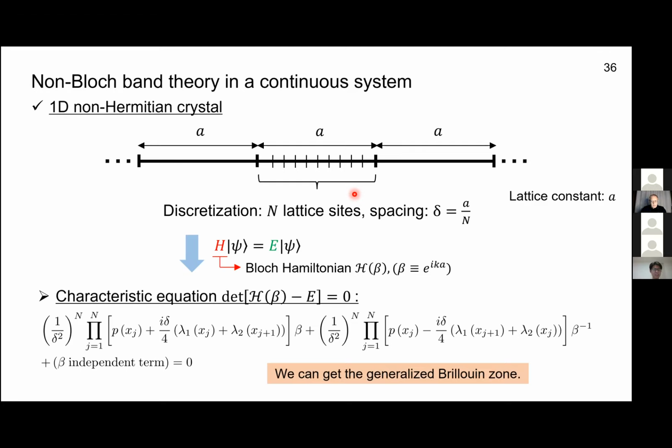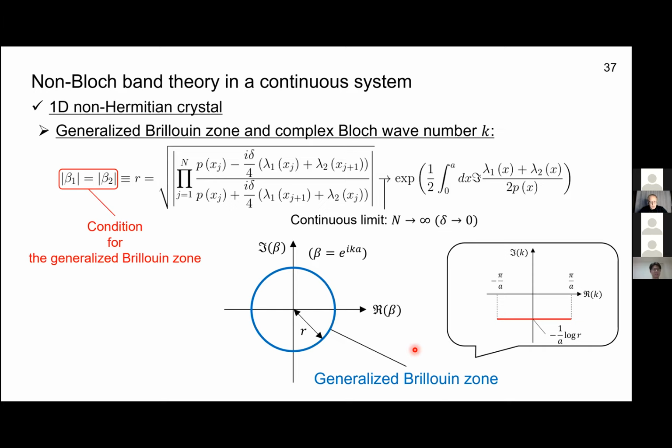In fact, from the eigenvalue equation, we can get the Bloch Hamiltonian H, and we can also get the characteristic equation of H(β) in this form. From this characteristic equation, we can get the generalized Brillouin zone. Because the characteristic equation is a quadratic equation for β, the condition for the generalized Brillouin zone can be given by this form. And from this equation, the absolute values of β1 and β2 can be determined as this form.